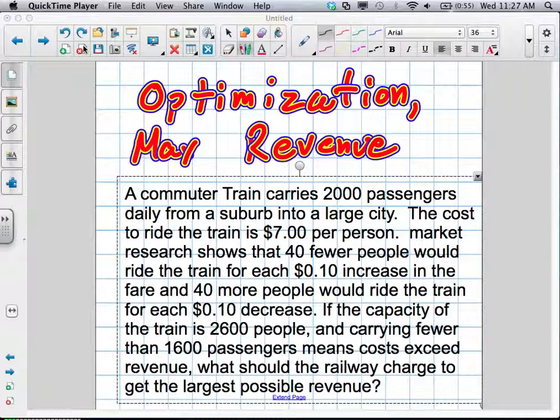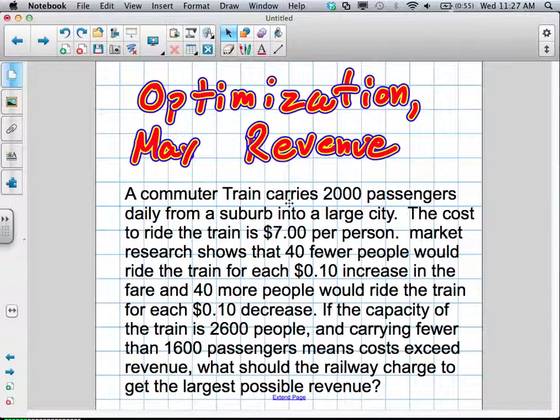Optimization, max revenue. A commuter train carries 2,000 passengers daily from a suburb to a large city. The cost to ride the train is $7 a person. Market research shows that 40 fewer people would ride the train for every 10-cent increase in fare, and vice versa. 40 more people would ride the train for every 10-cent decrease. So anytime the price changes up 10 cents, 40 fewer people ride. Anytime it goes down 10 cents, 40 more people ride.